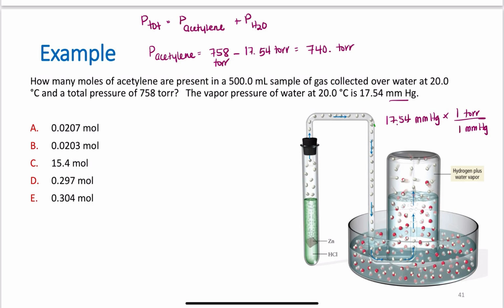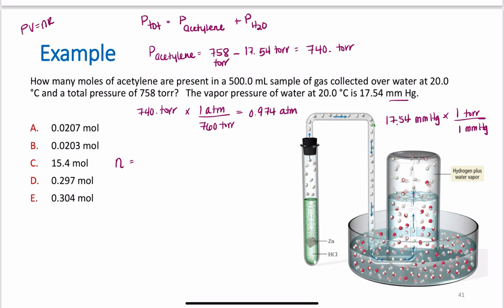So 740 torr. I'm going to need this in atmospheres because I'm going to be using the ideal gas law, and I only know the gas constant with atmospheres. I don't know it with torr. So 740 torr times 1 atmosphere over 760 torr. So it used to be millimeters mercury. Gives me 0.974 atmospheres.